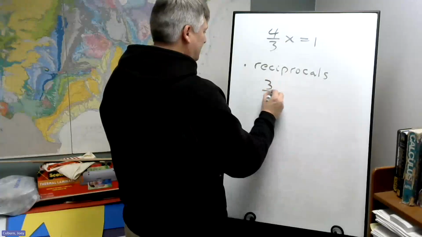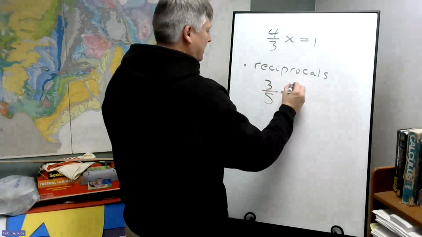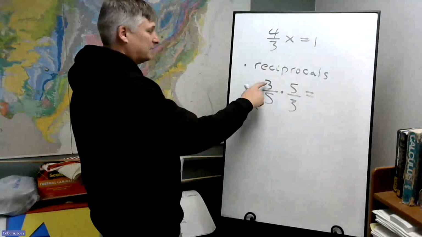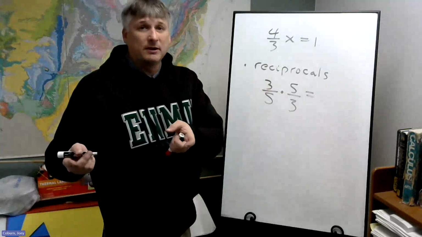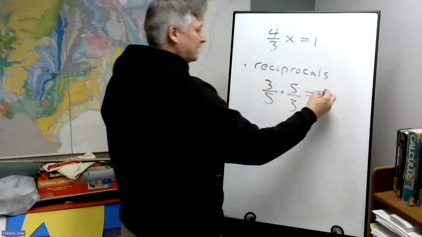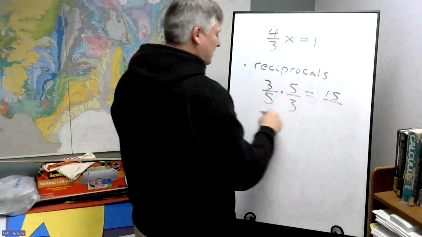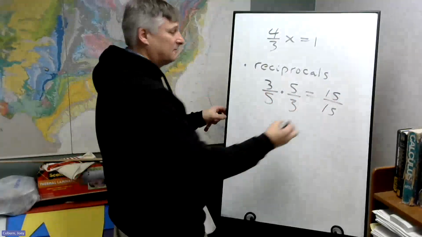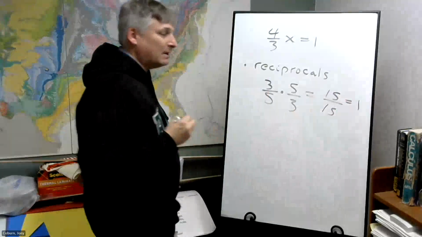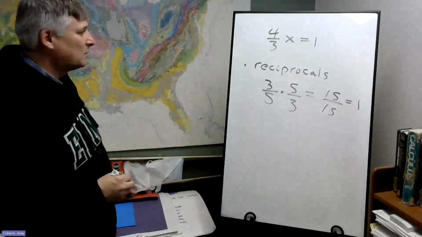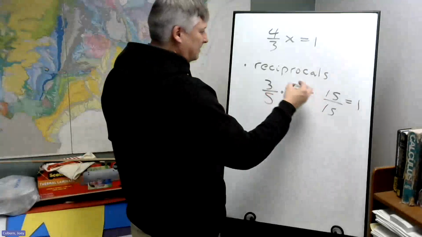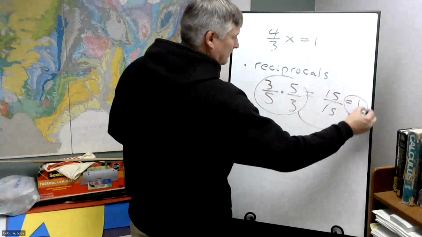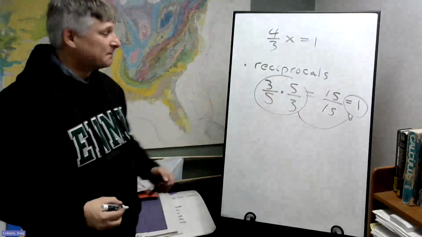So we have 3/5 times 5/3. This turns out to be 1, because if you multiply across, that's what you do when you multiply fractions. Top multiplies the top, that gives you 15. Bottom multiplies the bottom, it's also 15, and 15 divided by 15 is 1. And so what we typically do is we usually skip the middle step and just go to there.